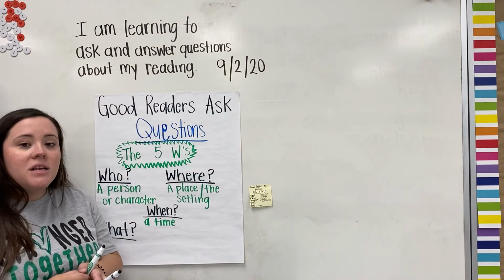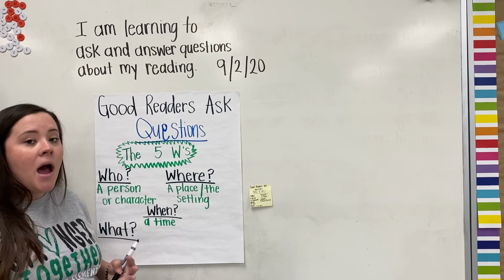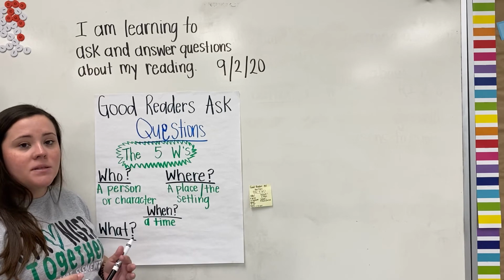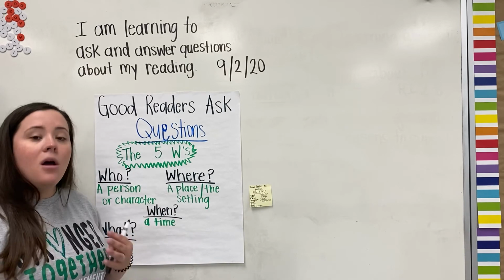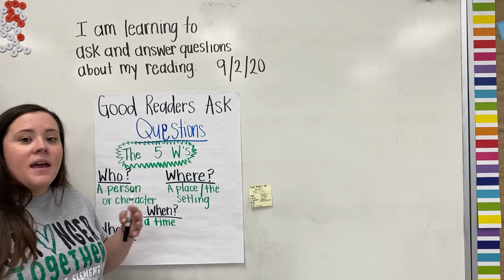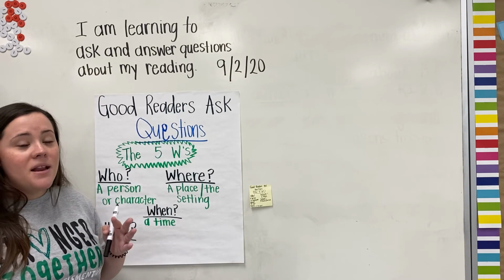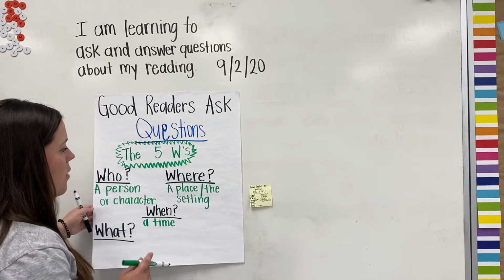All right, so when I'm talking about what, I'm usually thinking about nouns or actions, which can also be called verbs. So what are the people in my story doing? What is happening? Are they swimming? Are they running? Are they eating? Are they spending time with family? That's what I'm going to think about as a reader when I'm reading my story and thinking about what.